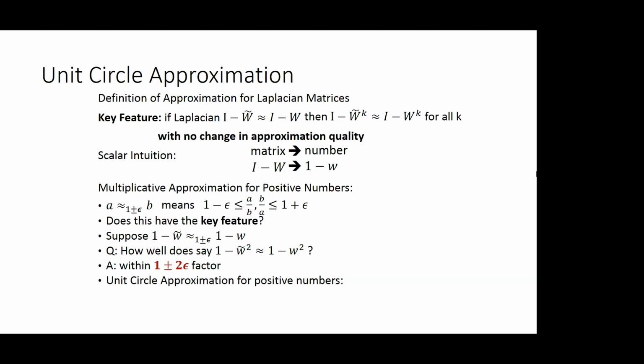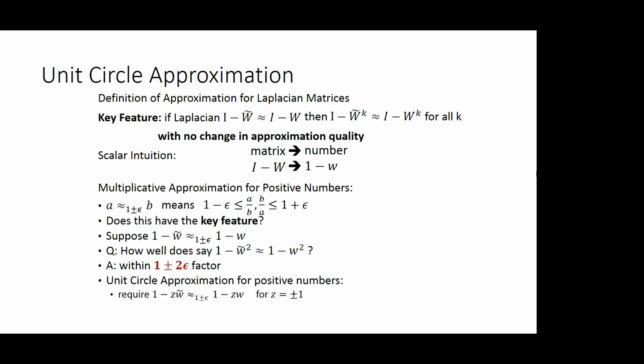Specifically, the special case of unit circle approximation for positive numbers requires that 1 minus z w tilde and 1 minus zw approximate each other for z equals plus or minus 1. So in other words, 1 minus w tilde and 1 minus w need to approximate each other, and 1 plus w tilde and 1 plus w need to approximate each other, respectively. And what you can show is that under this stronger notion, you don't lose anything when you take powers of things.